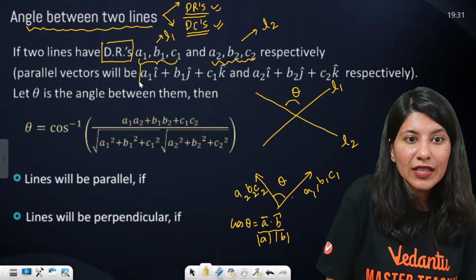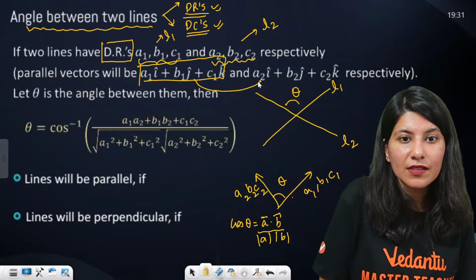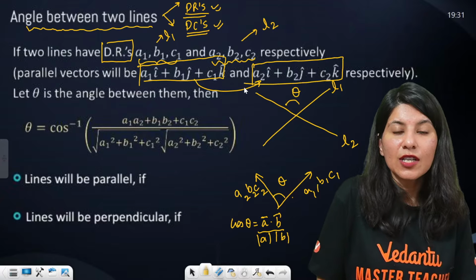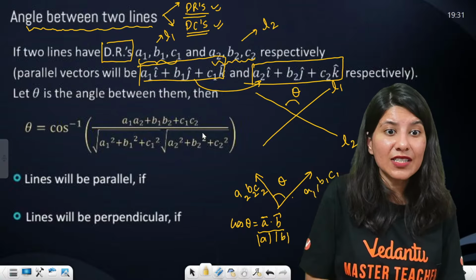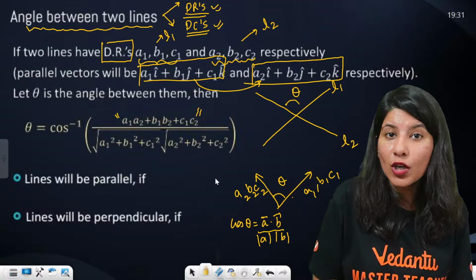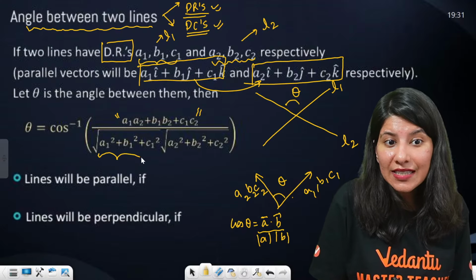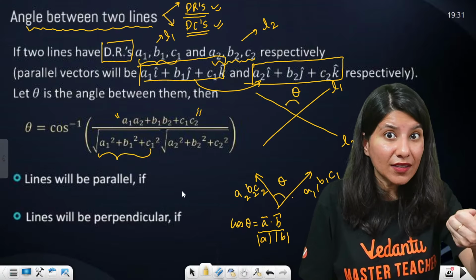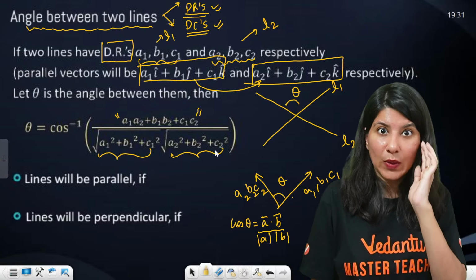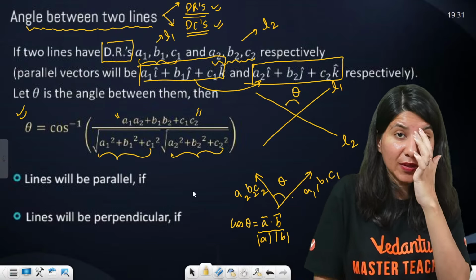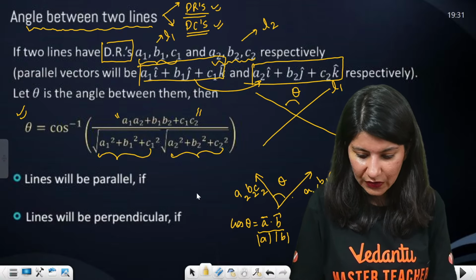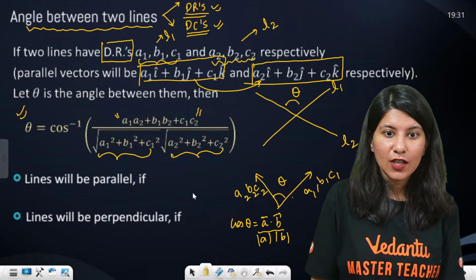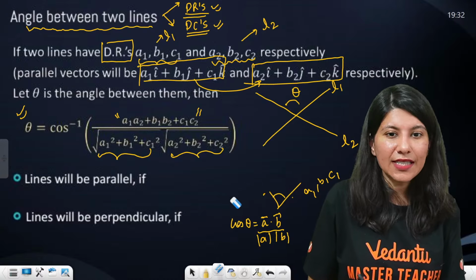Now you just have to take the dot product of these two vectors. You know how to do it, right? A1 A2 plus B1 B2 plus C1 C2. Can you see this is the dot product? And this is the magnitude of the first vector and this is the magnitude of the second vector. This is your angle between two lines. Clear? Perfect.